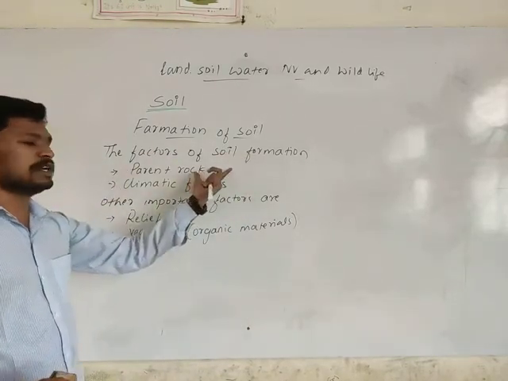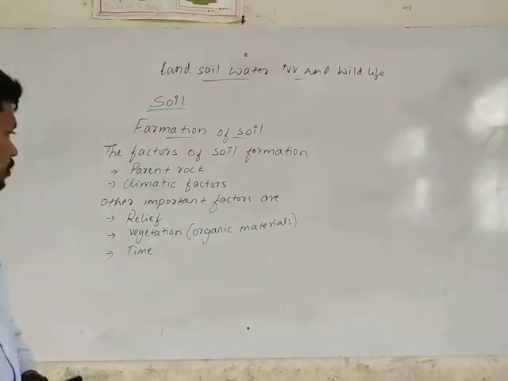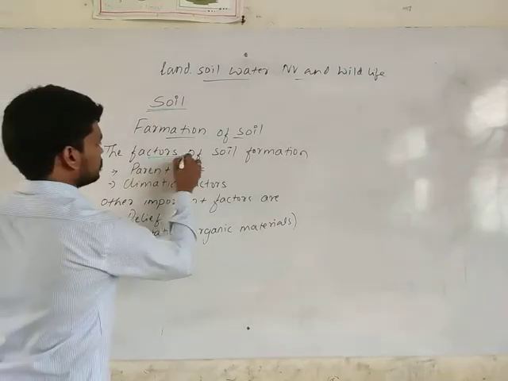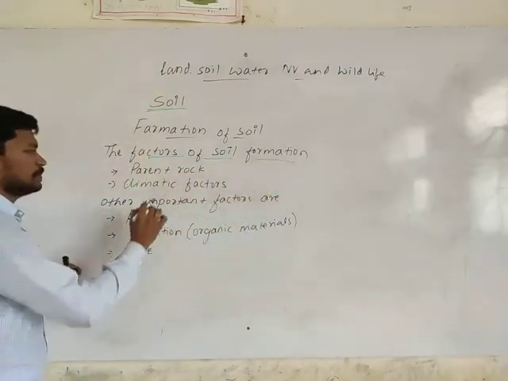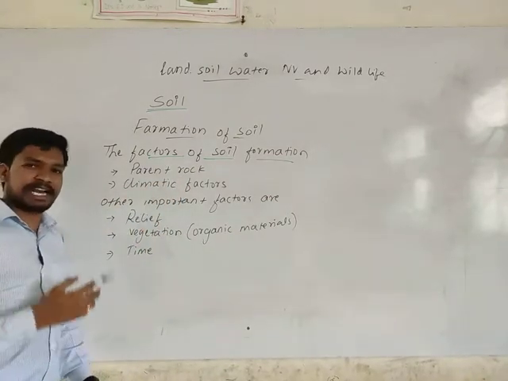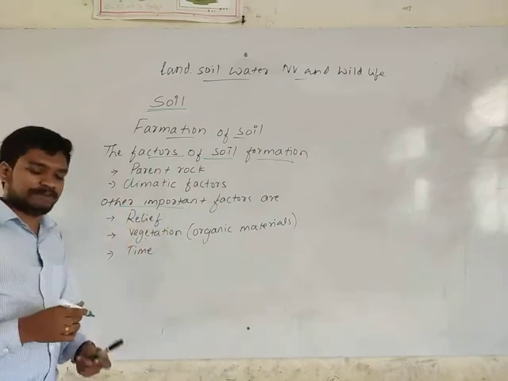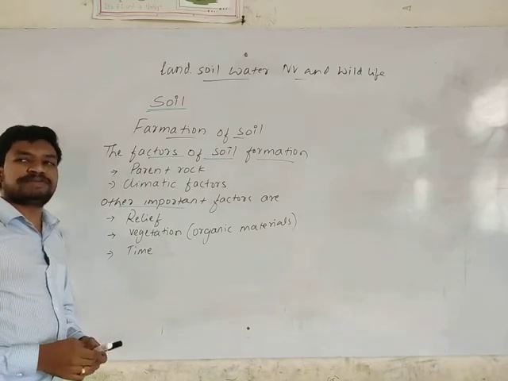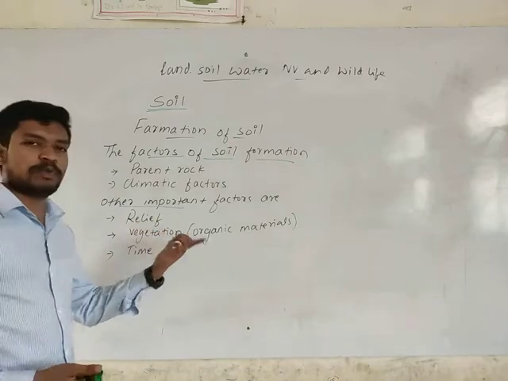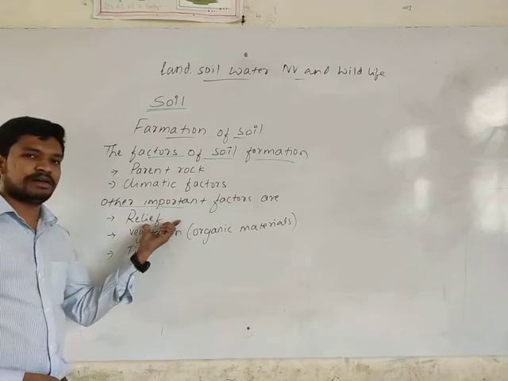First one we discussed is parent rock. I will give a one sentence explanation for all those things right now. Factors of soil formation. First one, the parent rock and the climatic factors. These are two important factors. Write this down. And another important factor is relief features. What is relief? Topography. Different landforms are called relief. The relief features are the different landforms.